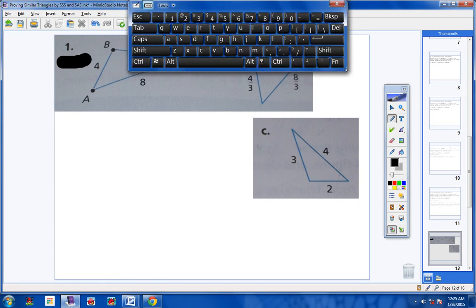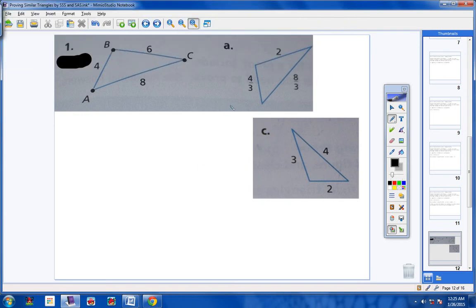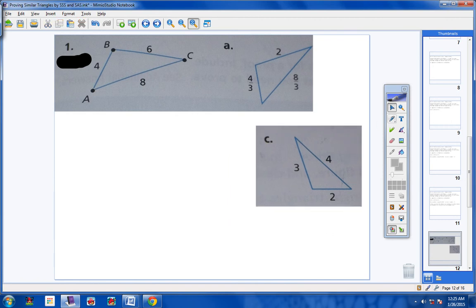The directions say which triangles are similar to triangle ABC. Now, let's first of all, and I'm not sure, hold on one second. Did I not get a picture of triangle B? I didn't, okay. Well, I'll draw that up here in a second. Sorry about that. Let's first of all compare triangle ABC with triangle A right here, okay?